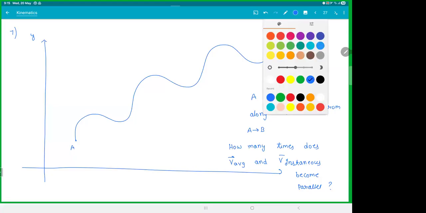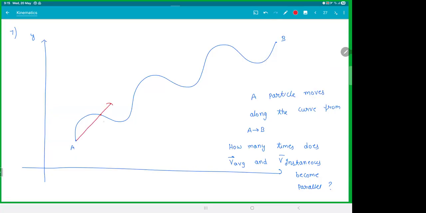Again, just to give an idea. For example, if I take this point, this is the V average, this is V. Are they parallel? No, right? Suppose if I take this point, V average, V, are they parallel? No. So if you keep doing this, at some points they'll become parallel. At how many points does that happen? Be careful, I'm not asking you maximum or minimum. Don't get confused with that. Just to give a little more context if you want.